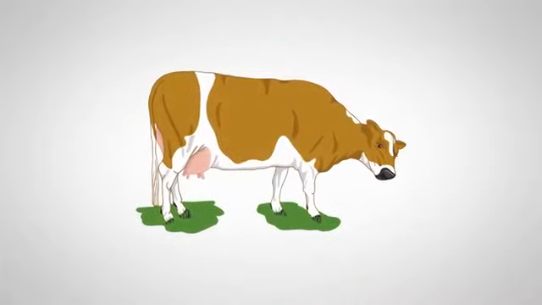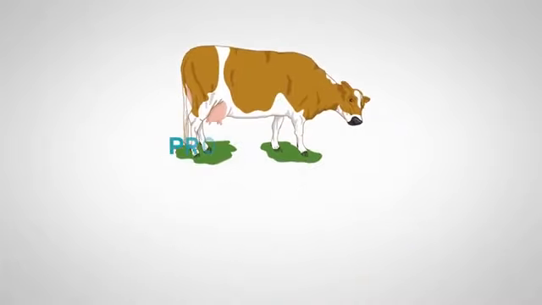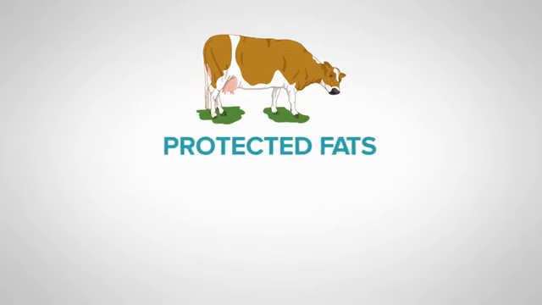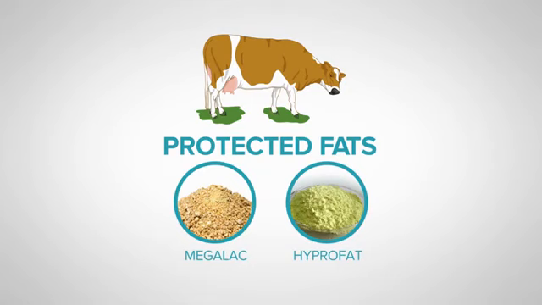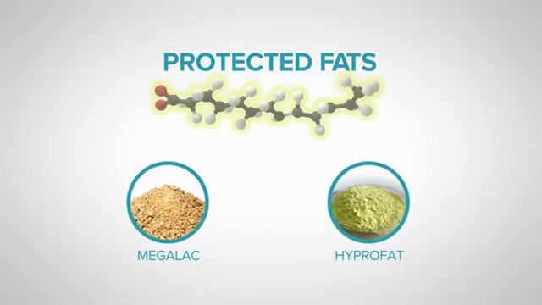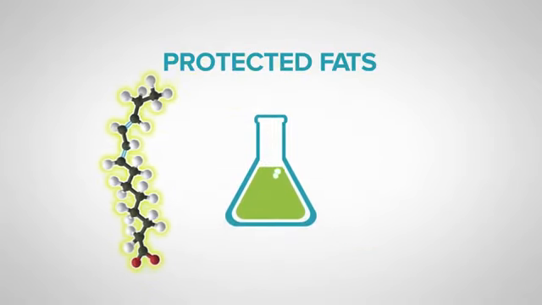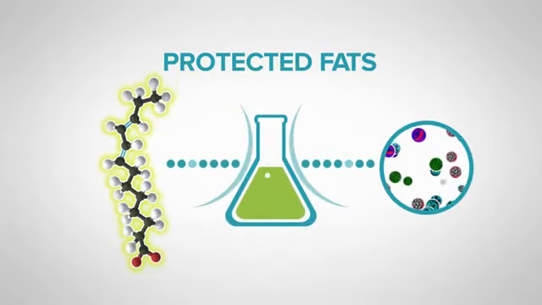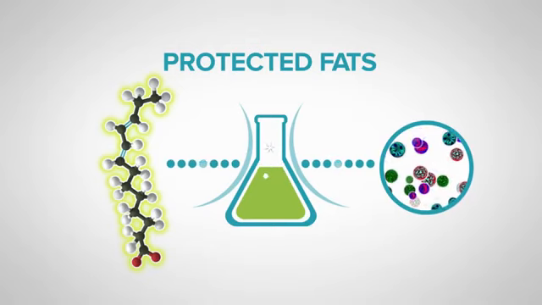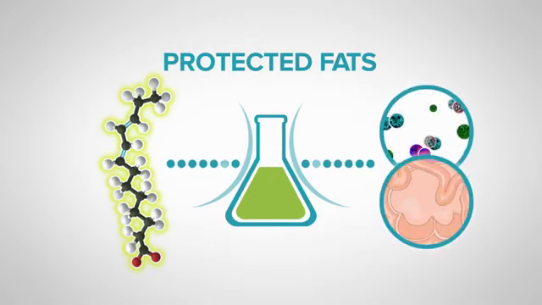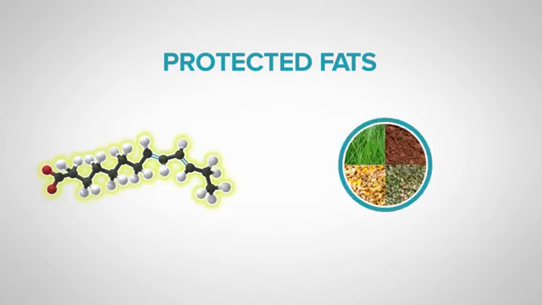Now, the other type of fat that can be included in the cow's diet is protected fats. Protected fats form the basis of commercial products such as Megalac or Hyprofat and consist of fatty acids that have been chemically treated. The chemical treatment helps reduce the interaction between the fatty acids and the microbes, and therefore reduces the negative effect that fat can have on rumen function. This means some additional protected fat can be added to the cow's diet without negative consequences.